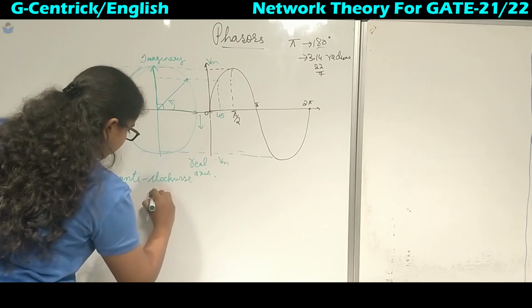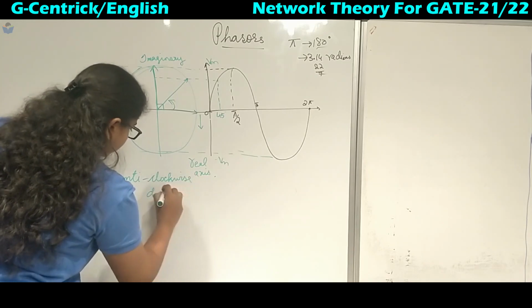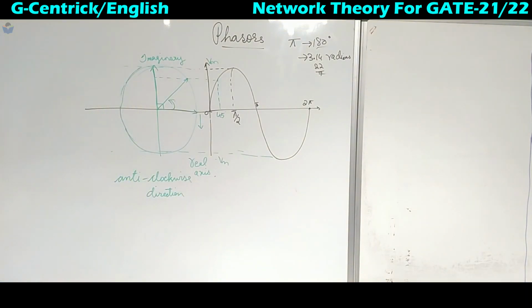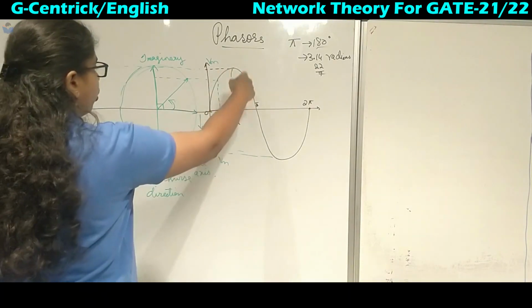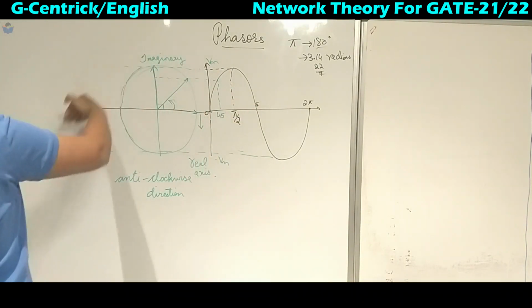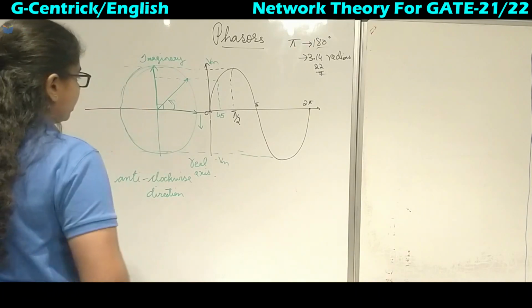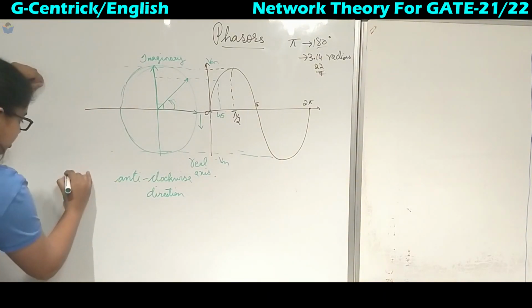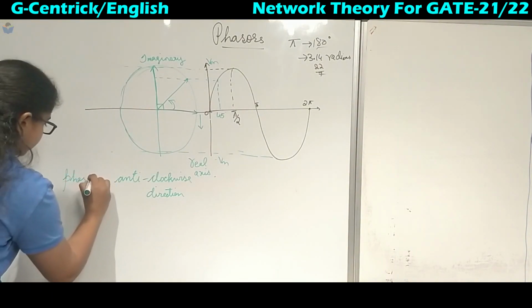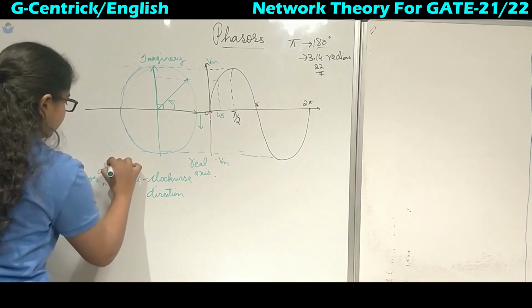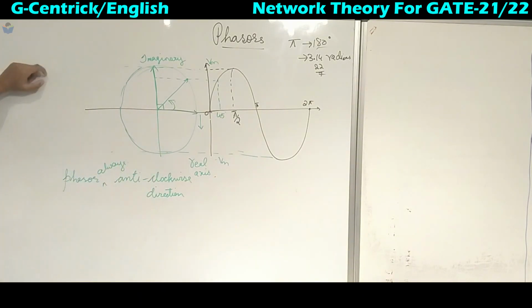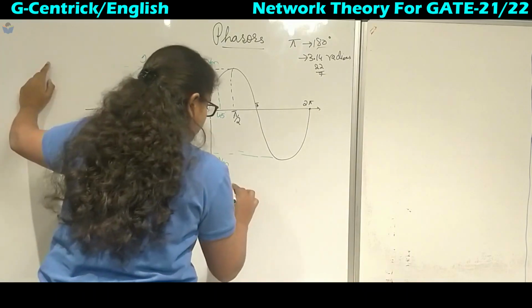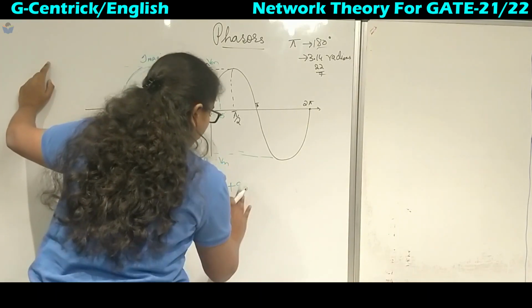Okay, so this is the anti-clockwise direction. So what we can conclude is that even if we draw all of these angles, it will move on and complete one circle. So phasors always move in the anti-clockwise direction, which is nothing but a positive angle.